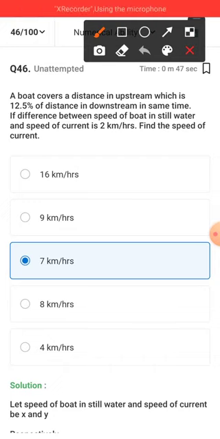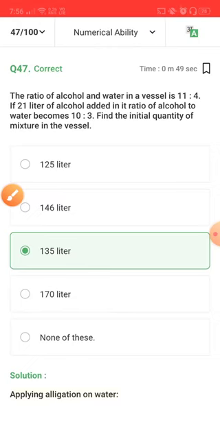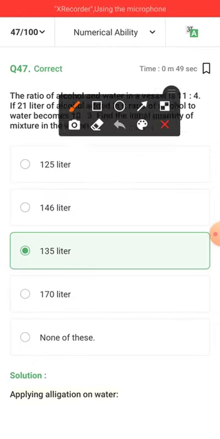So speed of current became 7. Then next question. This one is simple one.